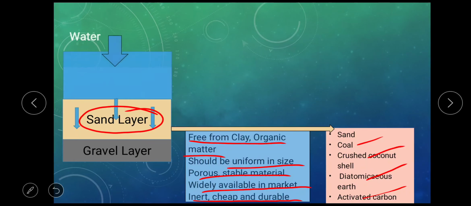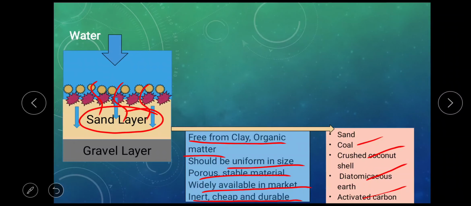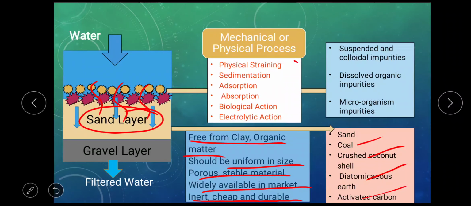Water will filter through the sand media. Most of the impurities will get trapped onto the surface of the sand or near the surface of the sand. So these impurities get removed by various mechanisms like physical straining, sedimentation, adsorption, absorption, biological action and electrolytic action. On the basis of these mechanisms, most of the impurities get trapped onto the surface of the filter.